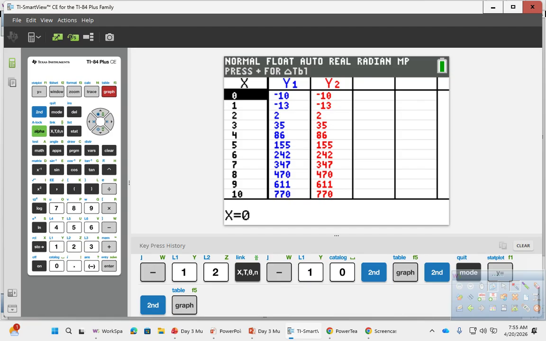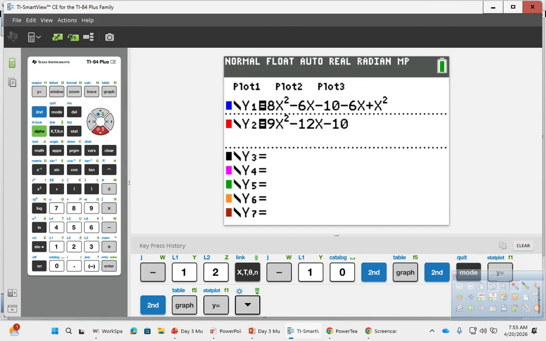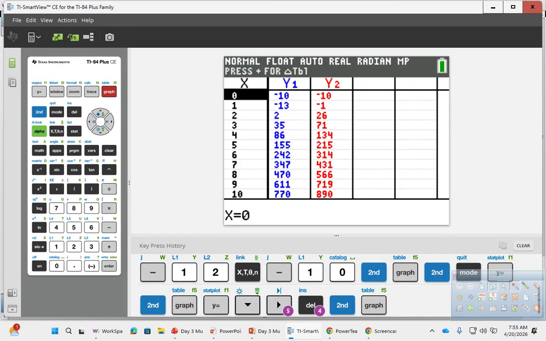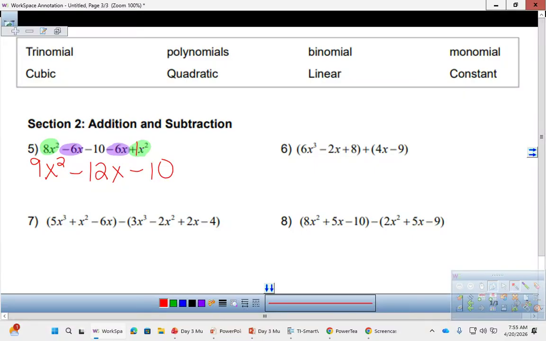If you made the mistake of thinking that the negative 6 and the negative 6 is 0, and you didn't have this term at all, and you went to check your answer, I'm hoping you'd see you're wrong. See how like this is negative 13, negative 1, 2, 26, they don't match. That's telling me something's not right in my answer. We okay with that? All right, so you can check your work for all of these. Let's look at the next one.